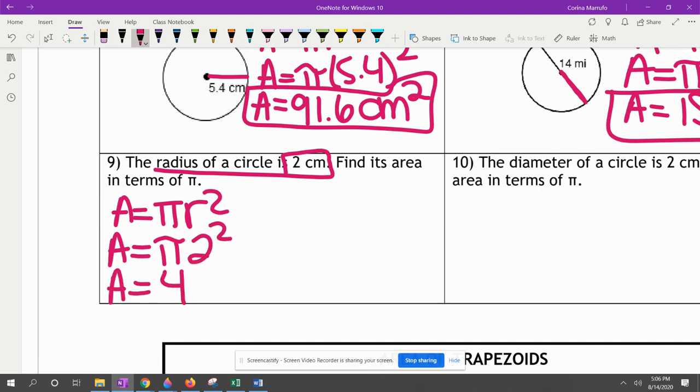So we write it as a coefficient of pi. We write it in front of pi. And then our units here are centimeters squared. And that's it.